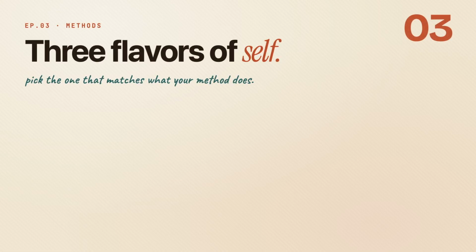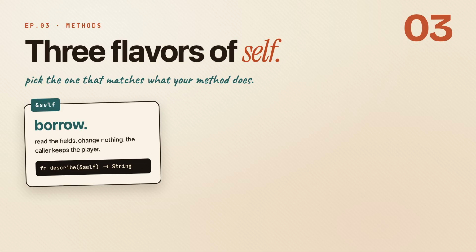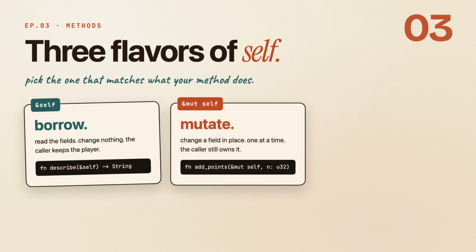Every method asks one question. What does it need from the player? Read only? Read and change? Or take the whole value away? The answer picks the self. Only reading, take &self. You borrow the player, look at the fields, and return what you need. And the caller still owns the player. Most methods land here. Start here unless you have a reason not to.